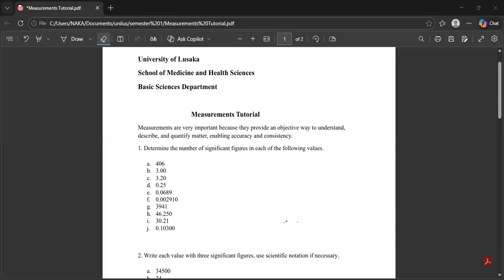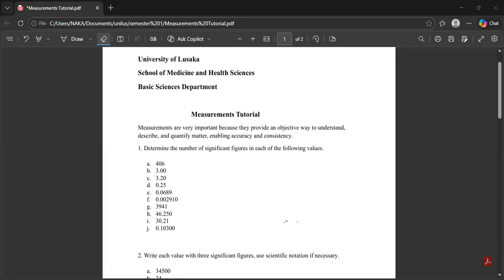We have two types of zeros: trailing zeros and leading zeros. Trailing zeros are zeros that are found at the end of the number. If you have trailing zeros in a number that does not have a decimal point, these zeros are not significant. So in this case, these trailing zeros are not significant if the number does not have a decimal point. In that number, we have three significant figures, which are 1, 2, and 5. The two zeros are not significant figures.